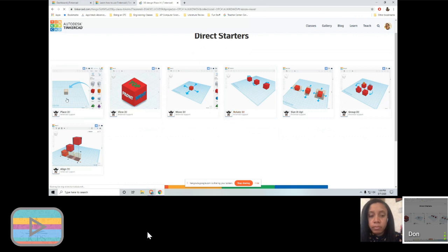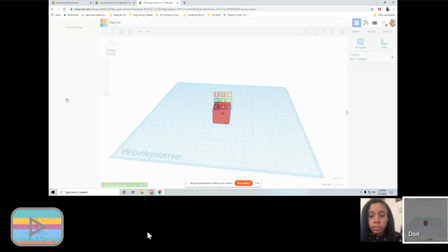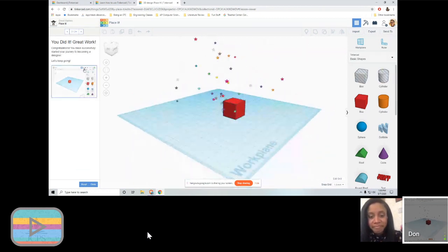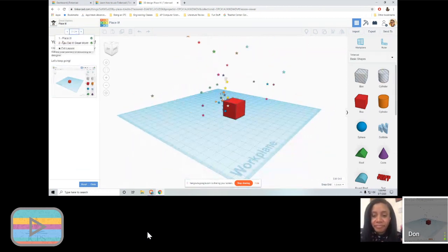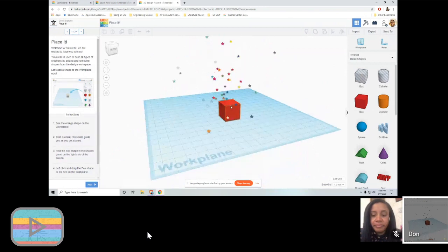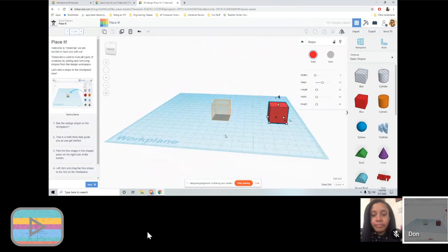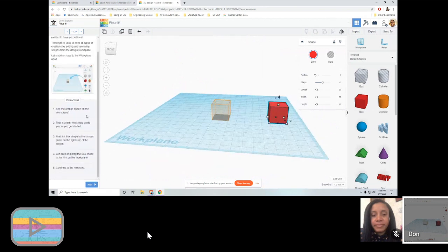What the starters do is make it as easy as possible for you to really get involved with this. Each of them is just a couple of steps. It shows you a little orange outline, and over here on the left side it gives you the steps. It says, hey, you see this orange shape on the work plane? Okay, go get a box, drag it over, and put it in there. That's the easiest thing in the world, making sure that you line it up.